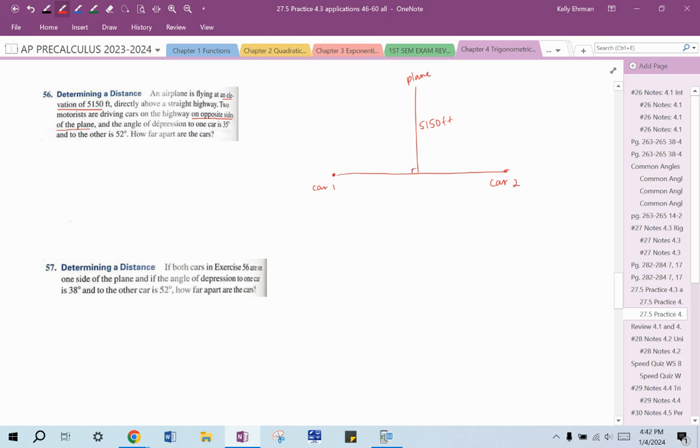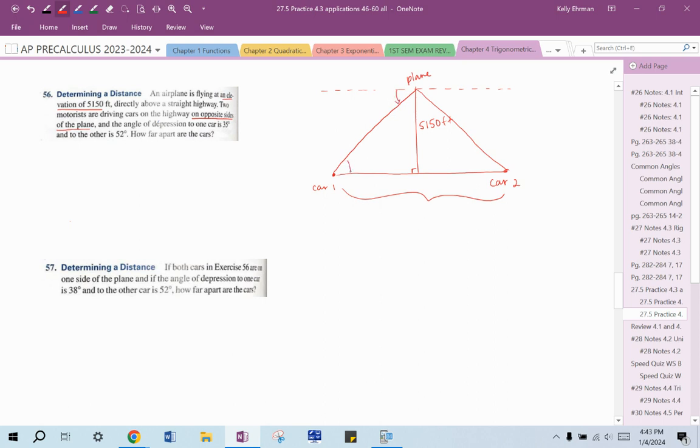It says the angle of depression to one car is 35 degrees and the angle of depression to the other car is 52 degrees. How far apart? What is this distance? How far apart are the cars? They gave me angles of depression. I did not really draw this to scale, so ignore that part. But angles of depression, again, are out here.